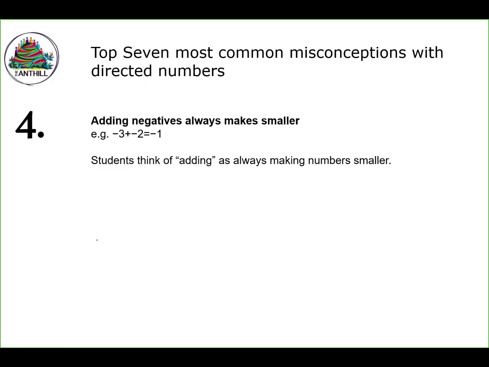number 4 is that adding negatives always makes the number smaller. So students sometimes think that if you're adding, you're actually always making the numbers smaller. But adding a negative means that you're moving in the same direction as the sign.